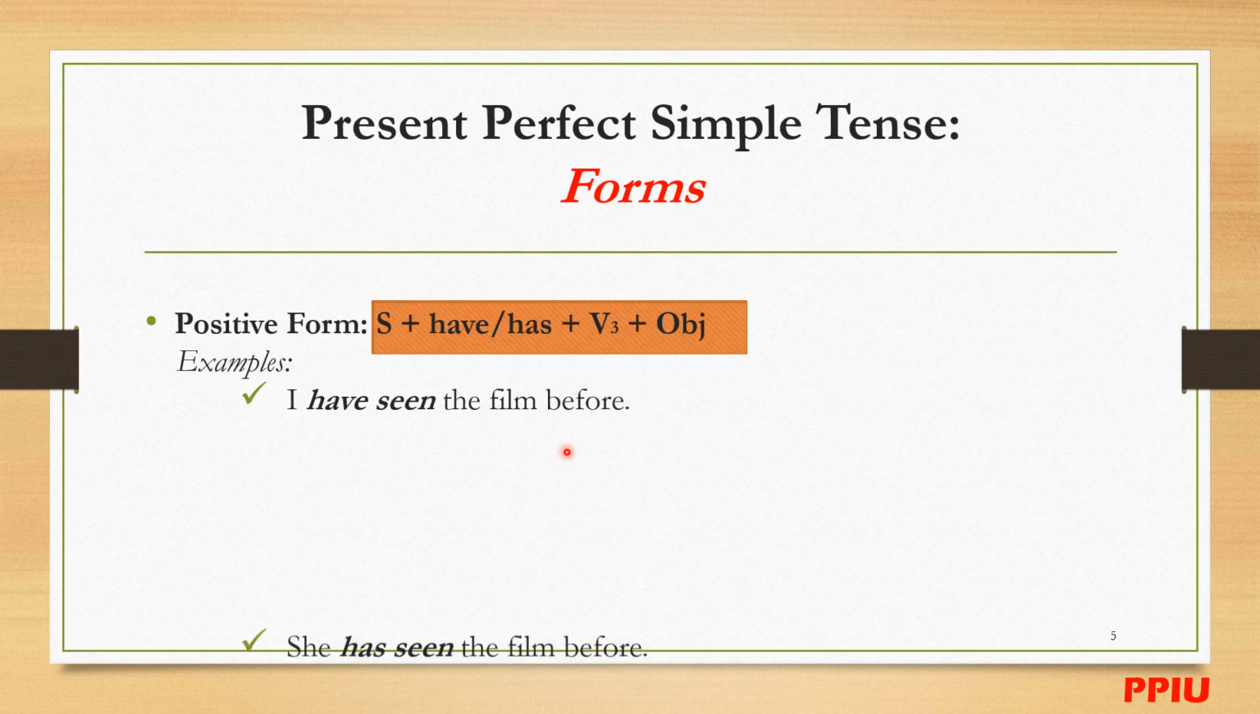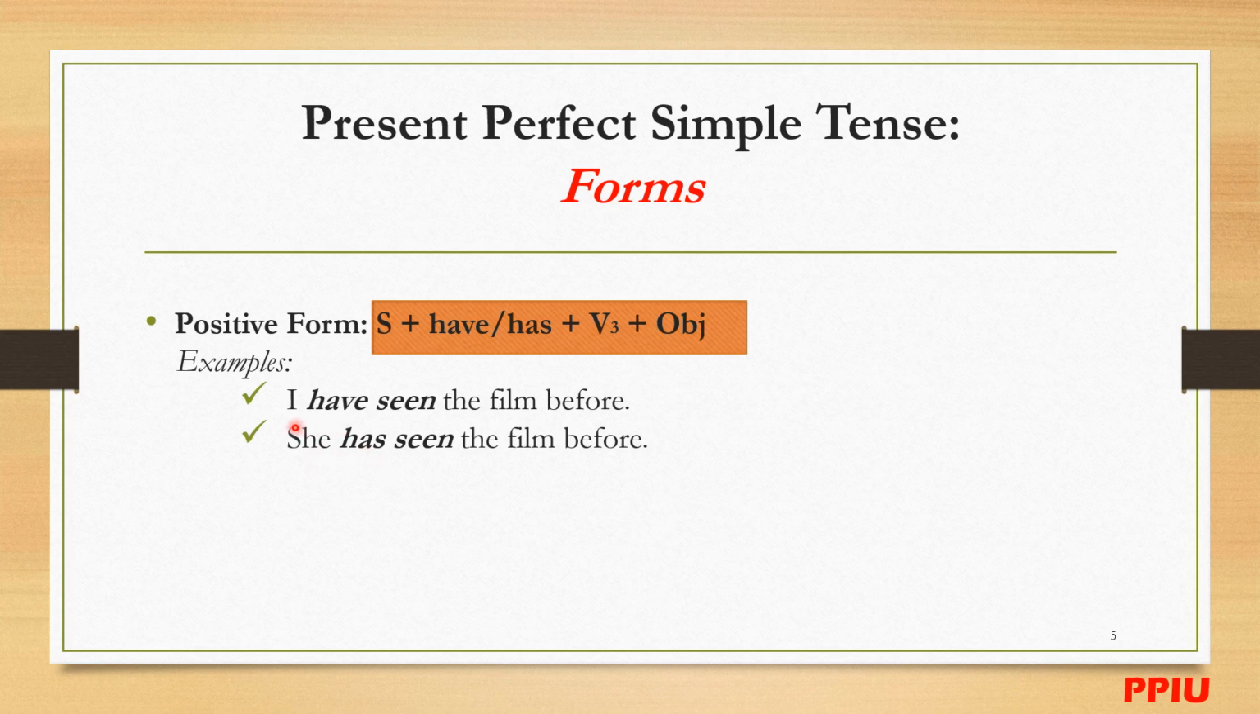The second example, she has seen the film before. So the same thing, I just change the subject from I to she. Does anything change here? So she is the subject, has is has, seen is verb 3, the film is an object, before is the time expression. Why can we not use she have, but she has?